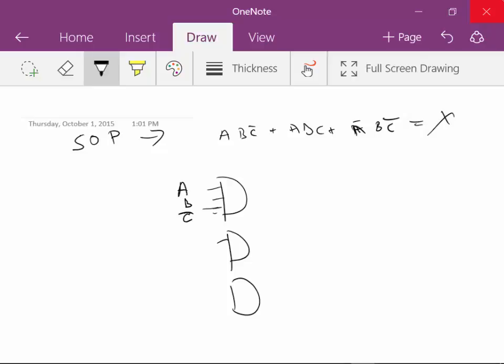Come down here, A, B, C, A naught, B, C naught. Don't show all the interconnections and all the wires. That just gets really messy and it's too easy to make a mistake. Plus, it makes my life too hard to grade. So I'm being selfish when I say just do it this way. It's much simpler, it's much cleaner, and it's easier.